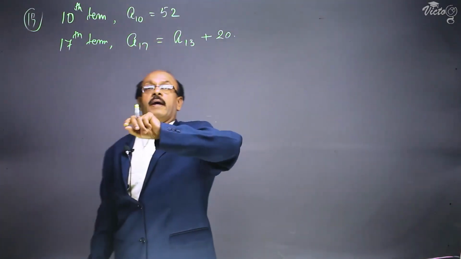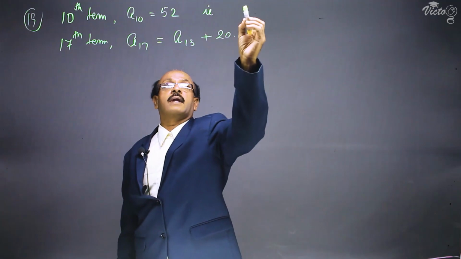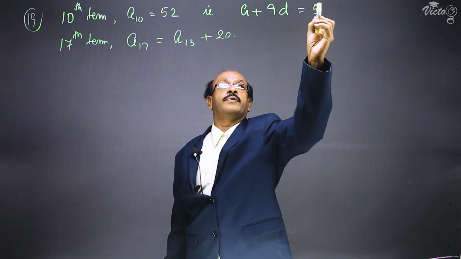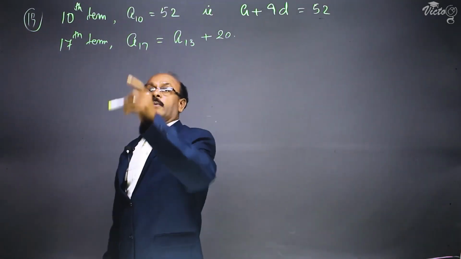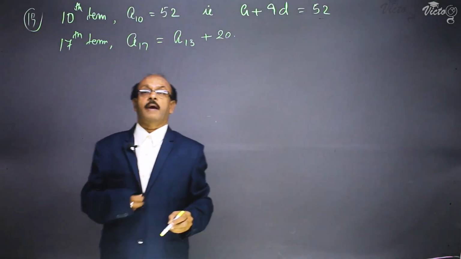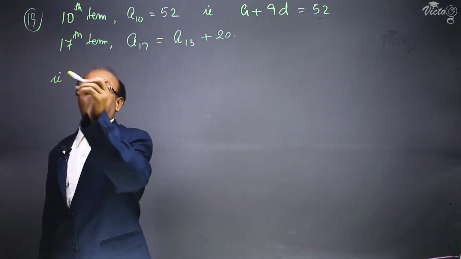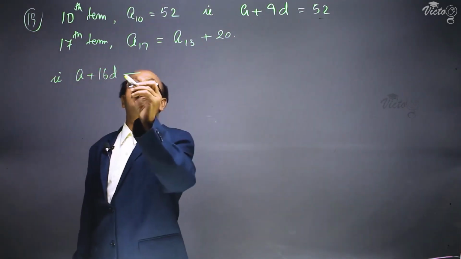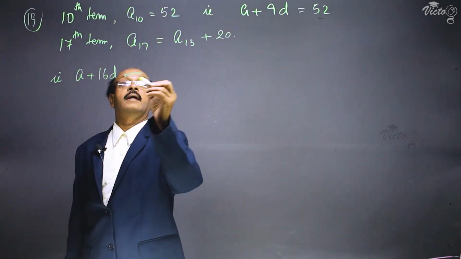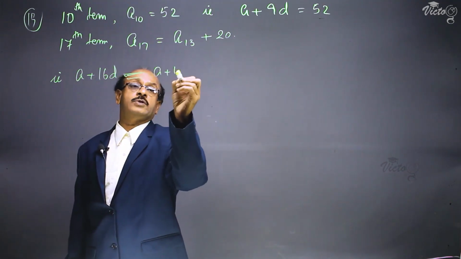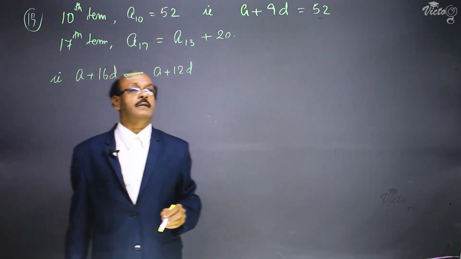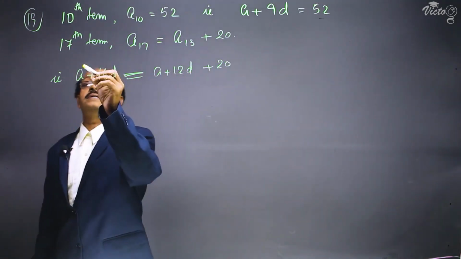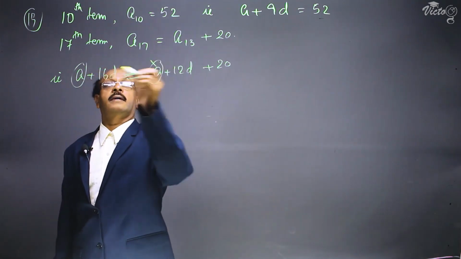Formula for finding A10 is equal to A plus 9D. A plus 9D is equal to 52. Then formula for finding A17 is equal to A plus 16D. That is A plus 16D is equal to A13. A plus 12D is the formula for finding A13, plus 20. Now this A and A get cancelled.